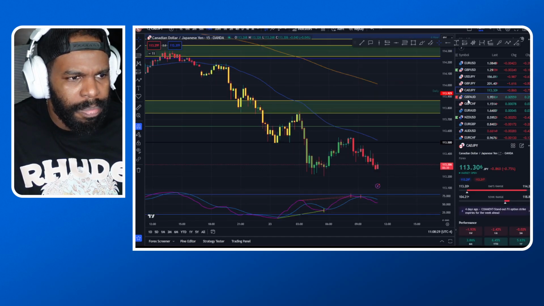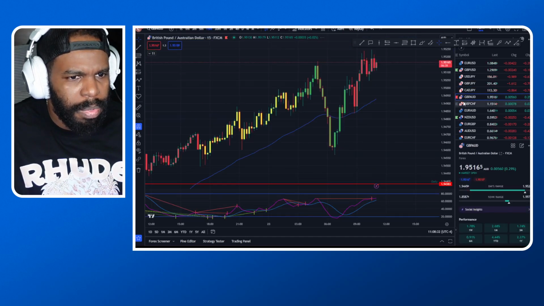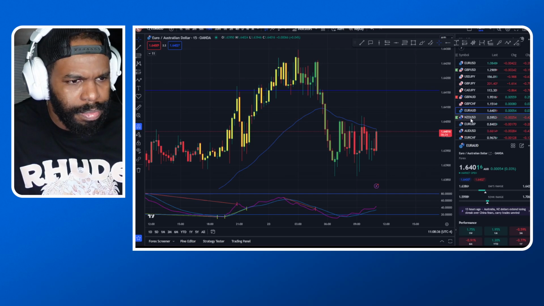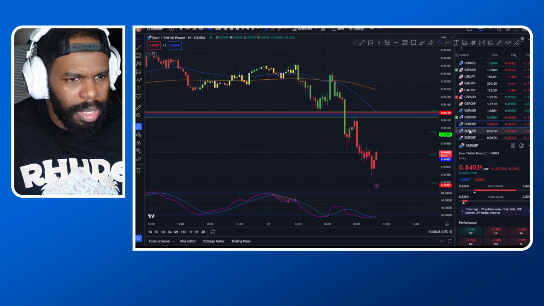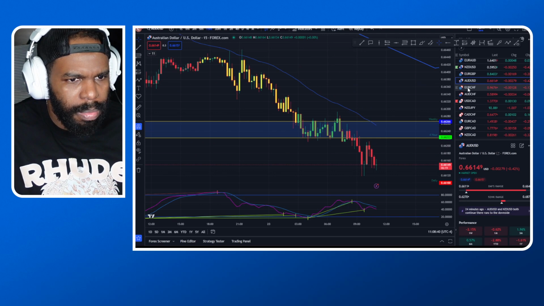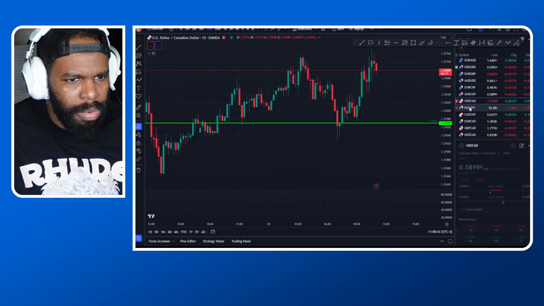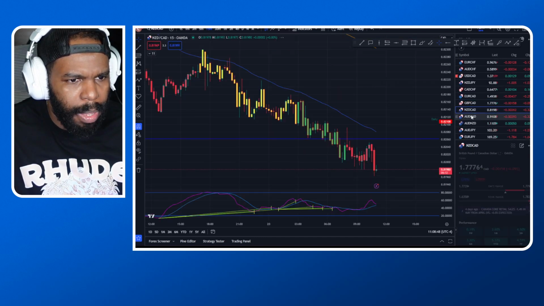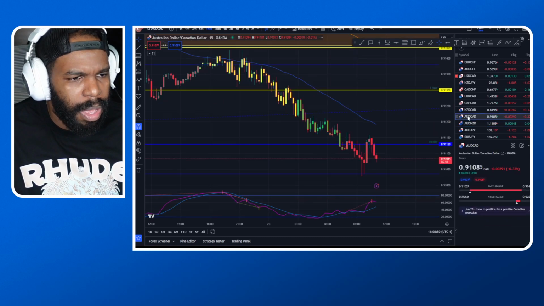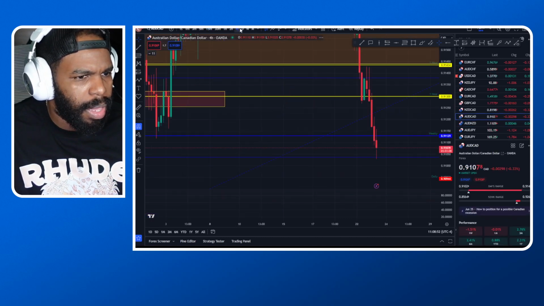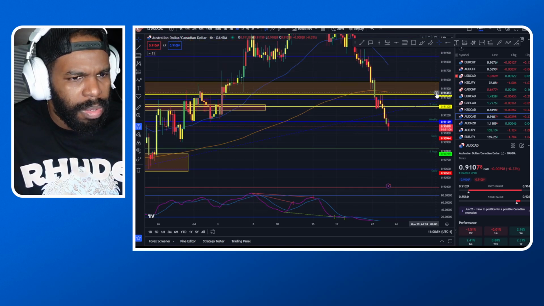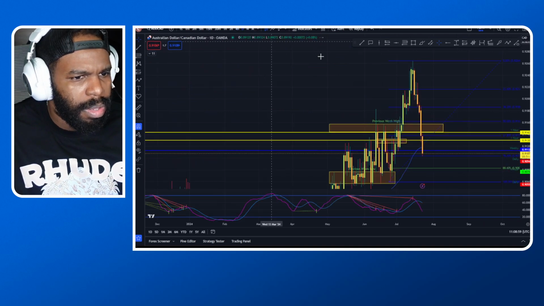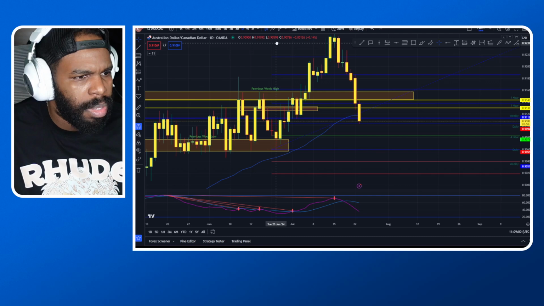CAD JPY, GBP AUD. Yeah, I don't see anything right now at the moment when it comes to looking for a new opportunity. Yeah, I don't see anything. AUD CAD, what AUD CAD is doing. So like AUD CAD is definitely bearish at the moment.